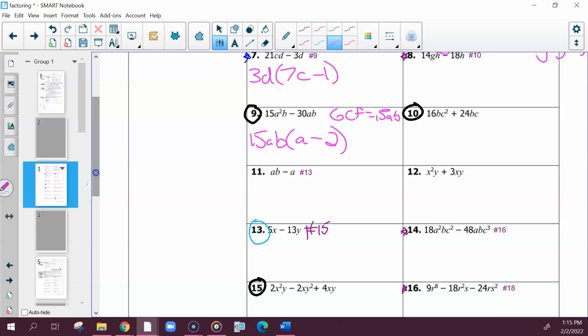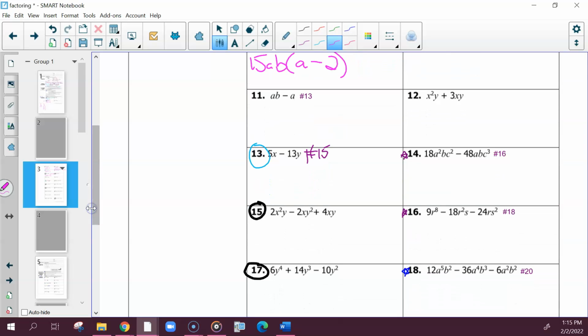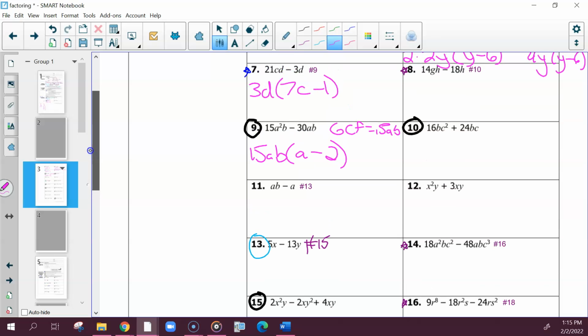Okay. For number 13, we're going to skip some. Is there anything I can divide out of 13? Wait, can you scroll up to the 7 real quick? Just up and down. Alright, got it.